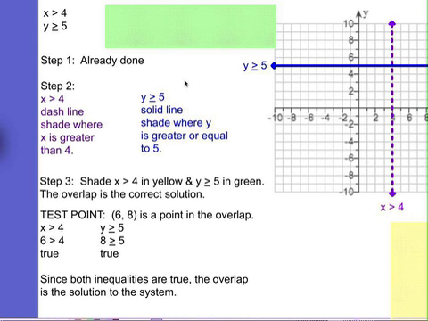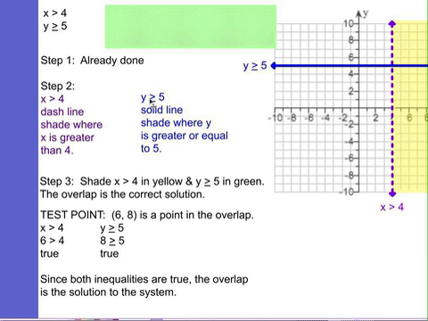Now we're going to shade. X is greater than 4, we're going to shade in yellow. Since all the numbers greater than 4 for x are higher and on the right-hand side, such as x is 5, x is 6, x is 7, x is 8, we're going to shade on the right side of our borderline.